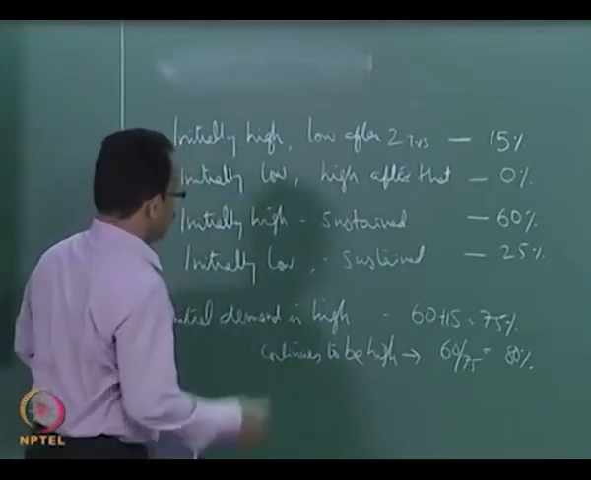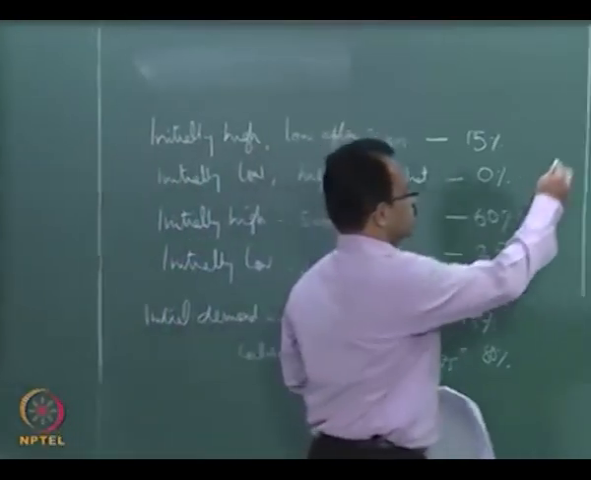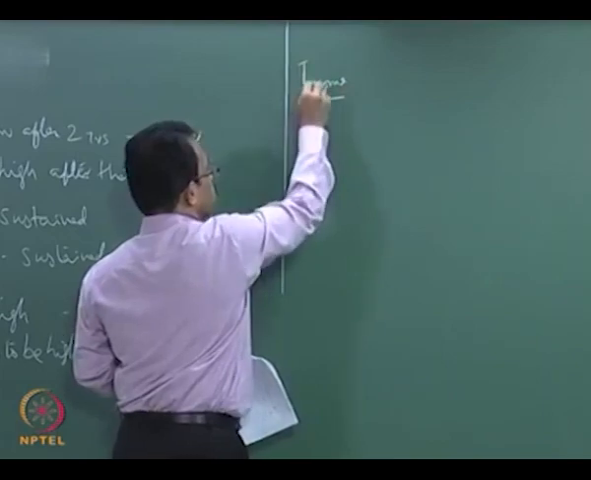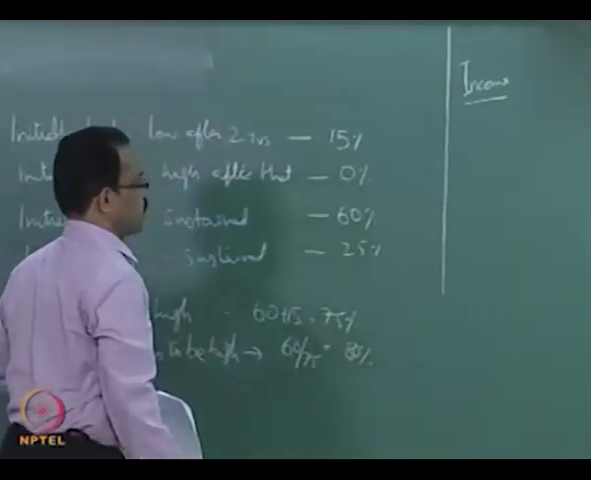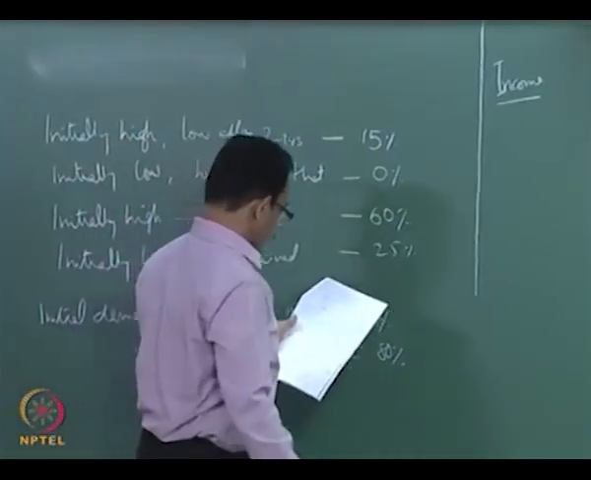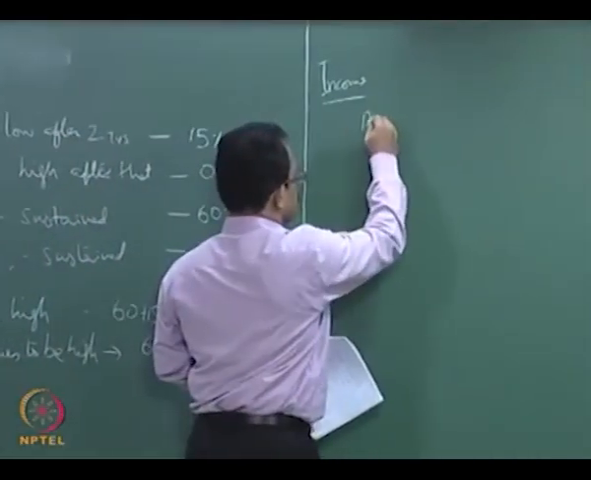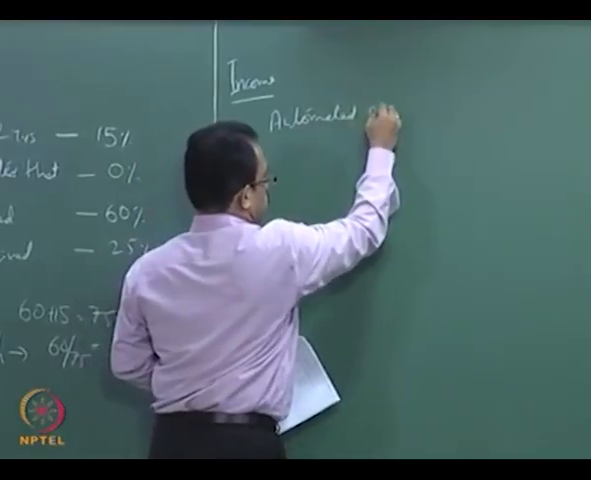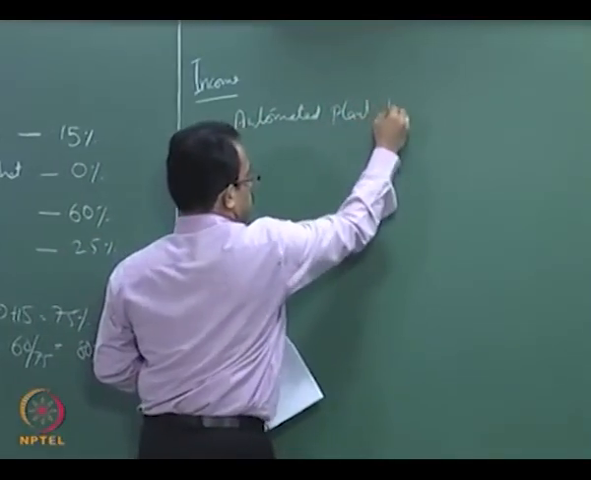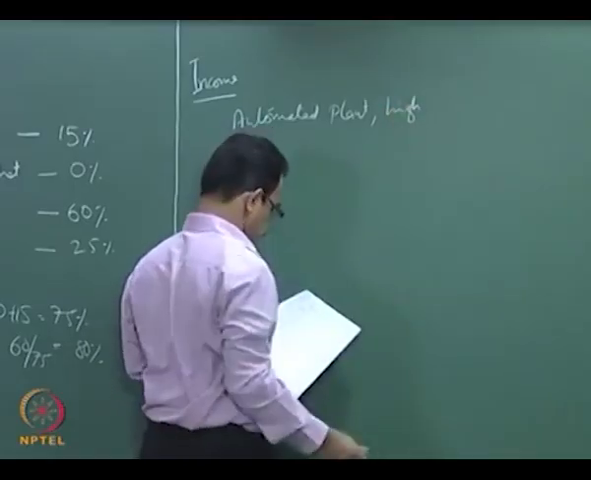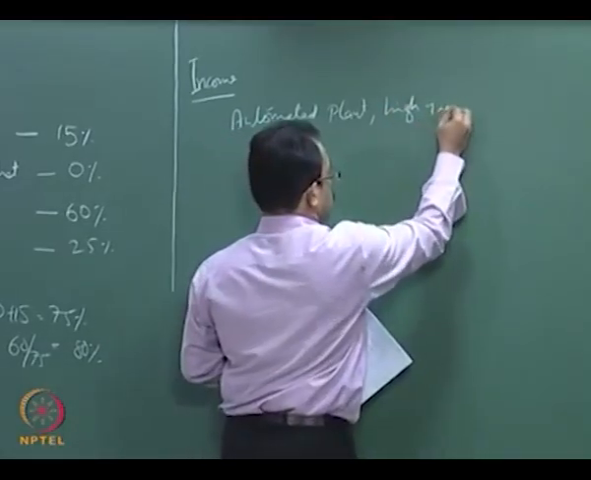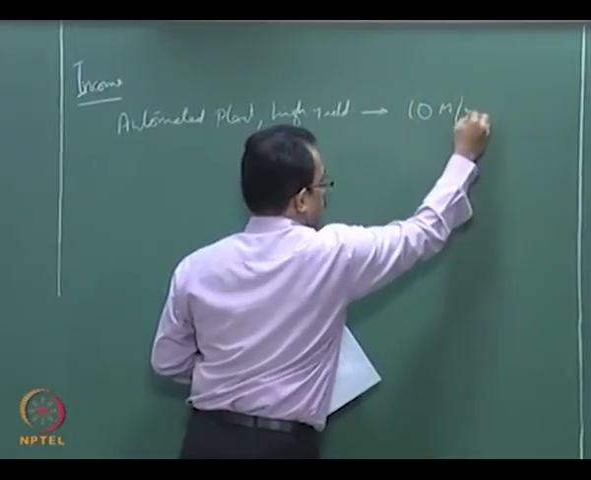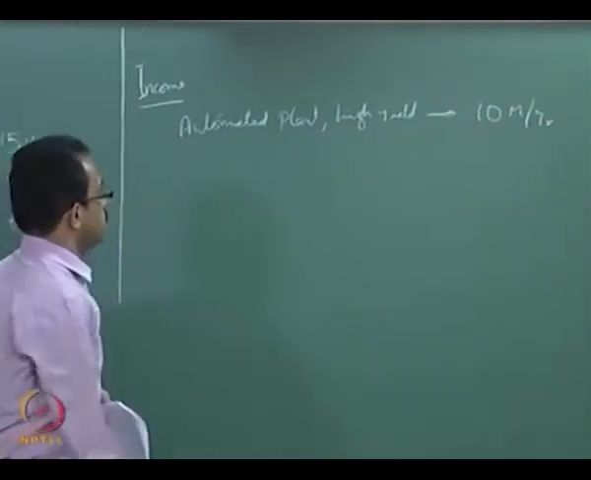So here now we have to look at the income from these plants. Suppose we have a plant, what are the possible incomes from these plants under different situations. So if you have an automated plant and it is giving high yield, high output, then the revenue will be around 10 million per year. So that is the expected revenue.